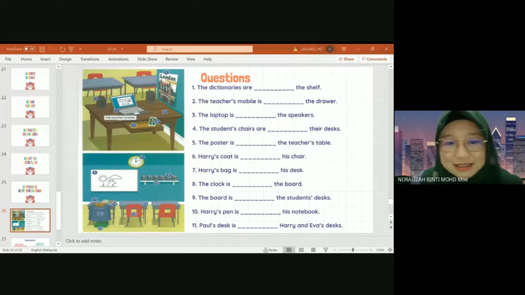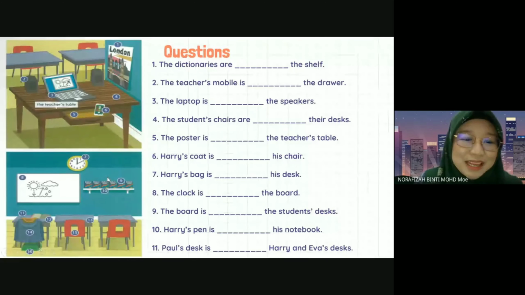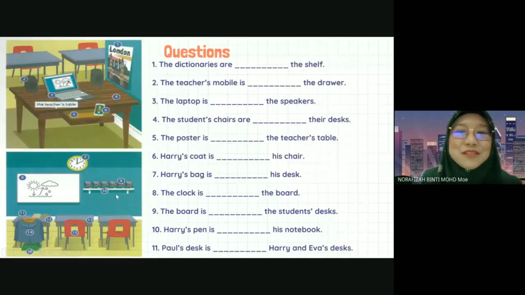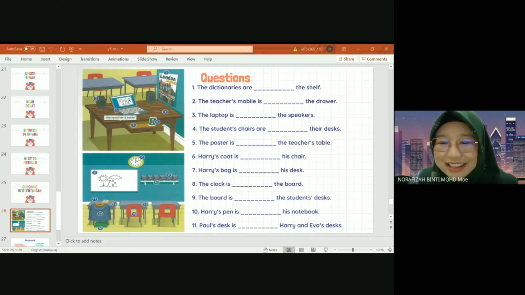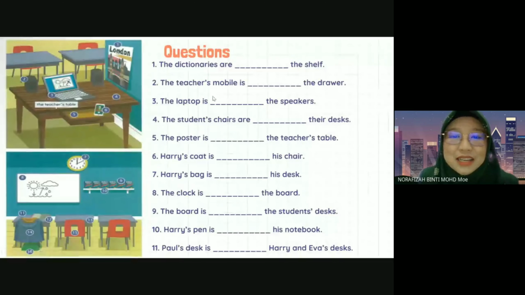Okay, so let's look at the picture here. Number one, I give you 10 seconds. These are the dictionaries. This is the shelf. So, the dictionaries are the shelf. Apa benda? In, on, under, near, between, next to, opposite. Okay, the answer is on. On. The dictionaries.